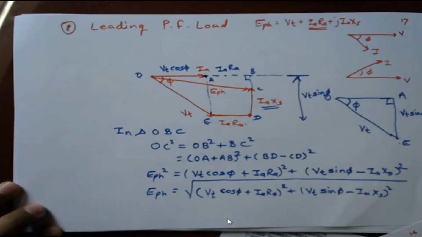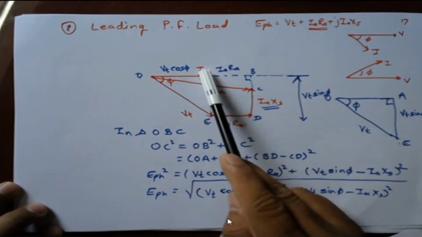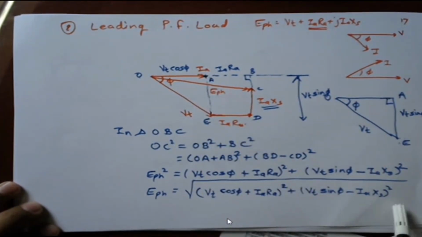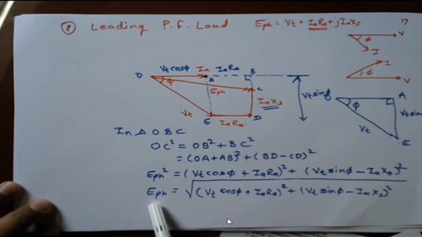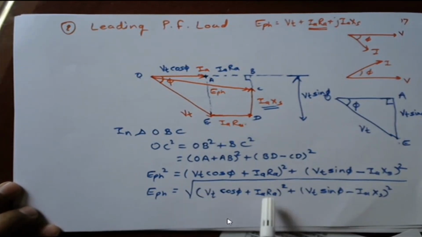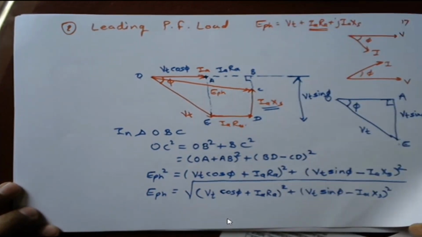Same for leading power factor load. Current is leading the voltage by angle phi. This is Vt. Current is leading. So after going through this phasor diagram, finally we get the open circuit voltage EPH equal to the square root of (Vt cos phi plus IARA) whole square plus (Vt sin phi minus IAXS) square.